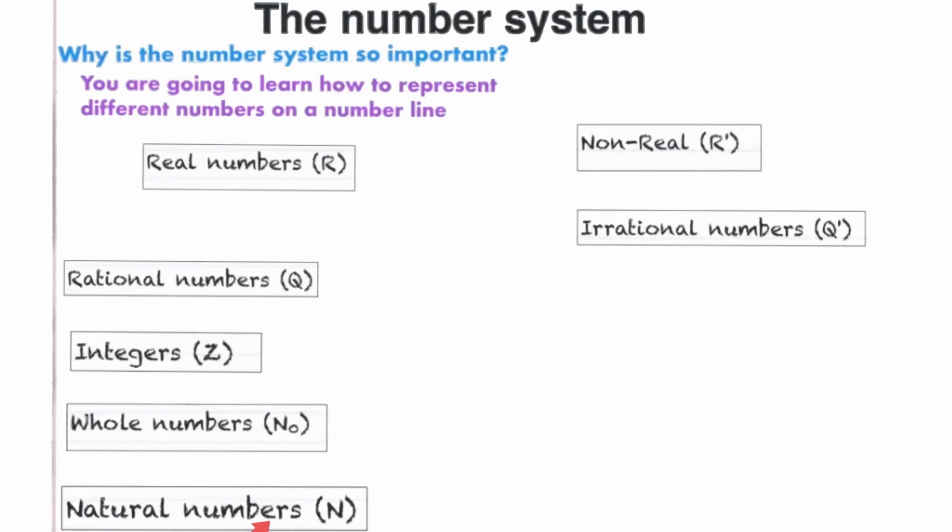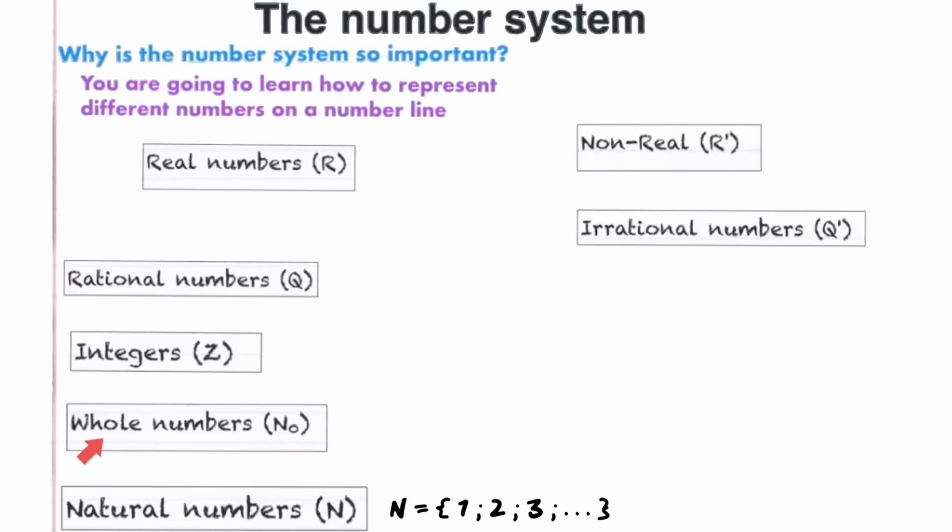Natural numbers are denoted with the symbol N, and here is the set. We write it as N is equal to, and natural numbers start from the number 1, 2, 3, and we can continue to infinity. Natural numbers don't include zero, they don't include fractions, and they don't include any negative numbers.